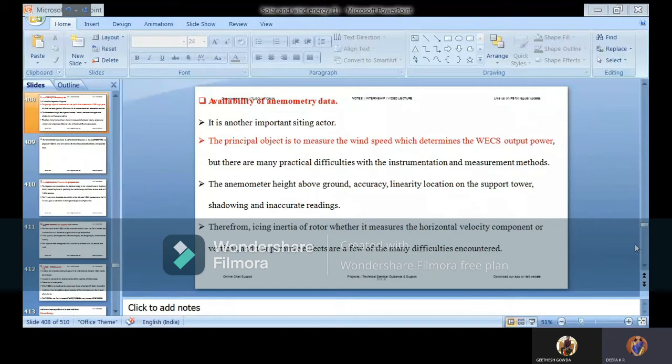How about the location? How the tower has been supported, means that anemometer, of course, has wings like cup shapes. So how it is supported, they should not create inaccurate readings in the system, because you are completely dependent on the data you are getting from the anemometer. Then there are icing, inertia of the rotor, whether it measures the horizontal velocity component or vertical, and the temperature effects. These are a few of the many difficulties encountered.